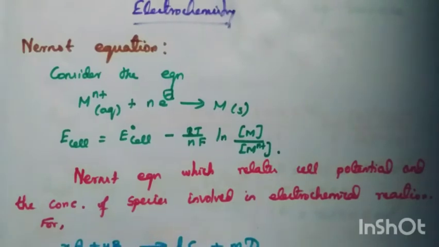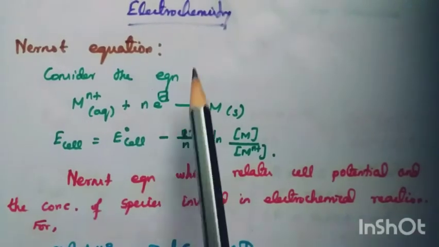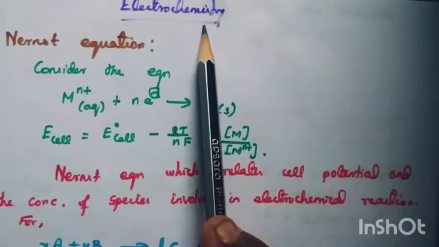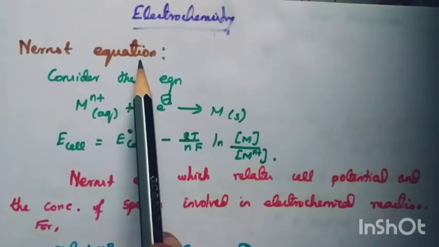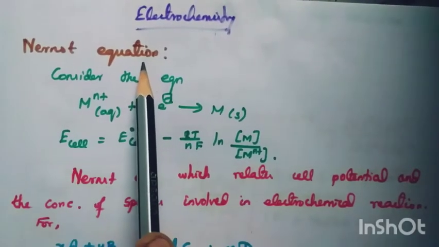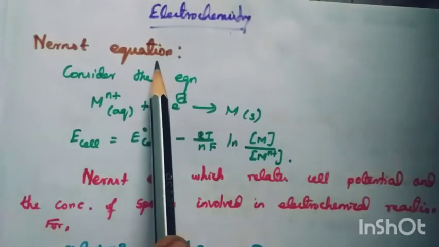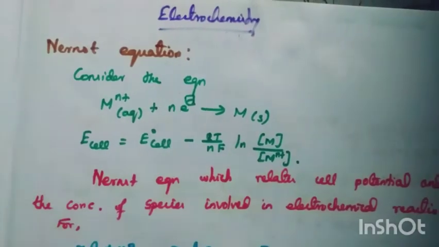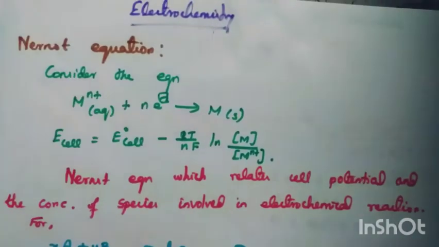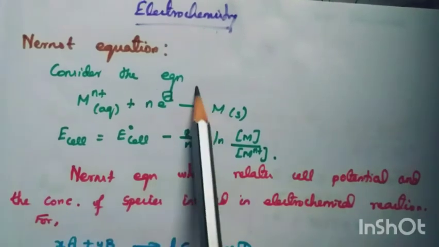Good morning students. Today we are going to see electrochemistry. In this lesson we are going to see the Nernst equation. What is the Nernst equation? It is used to find the EMF value of the cell, that is, the electrode potential.